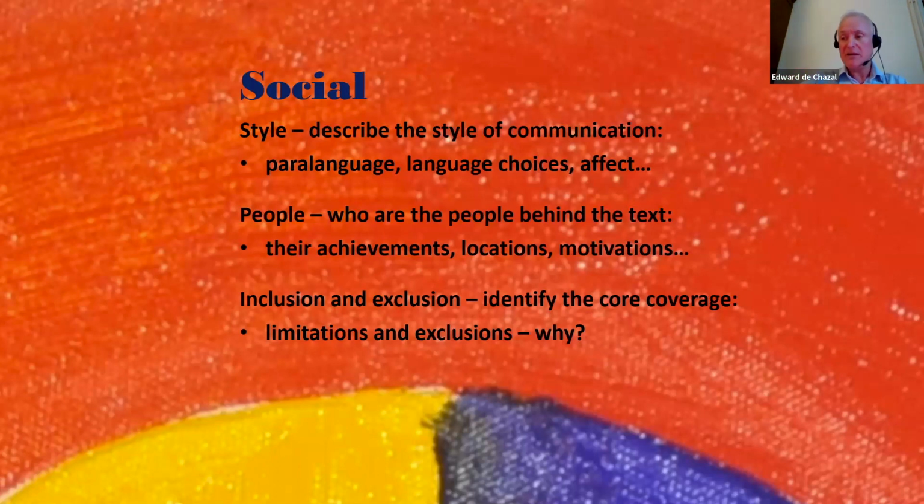So who are those people? Who are those people behind the text? Who are they? What motivates them? Also look at what those people include and exclude in their text. So we've got a core of the text, core coverage. So what's outside that? What are the limitations? So it's all about the people and their choices.